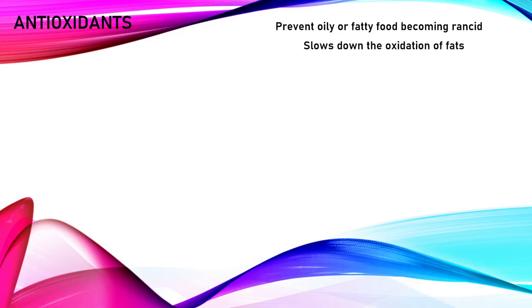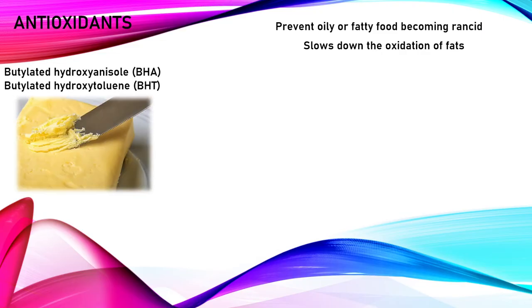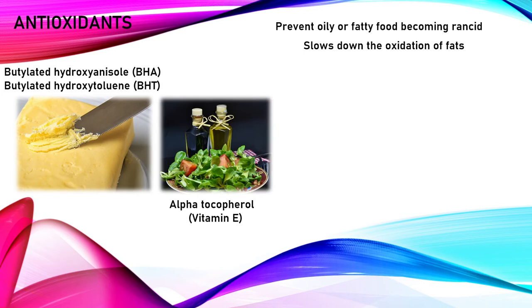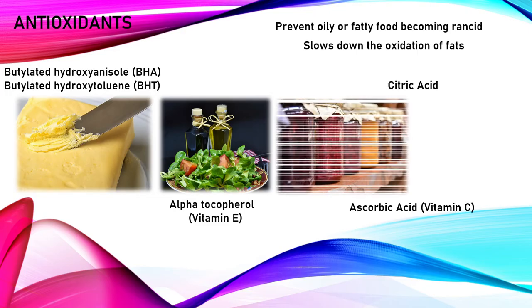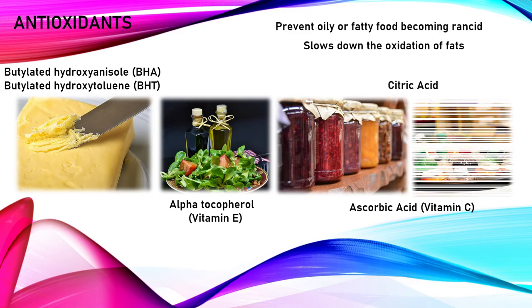Next, I'm sure you have heard about antioxidants, and they're added into fatty and oily food to prevent food from turning rancid, as they slow down the oxidation of fat in foods. BHA and BHT are examples of antioxidants added in margarine, while alpha tocopherol is an antioxidant added into cooking oil. Apart from that, ascorbic acid and citric acid are antioxidants added into fruit jam, juices, and soft drinks.